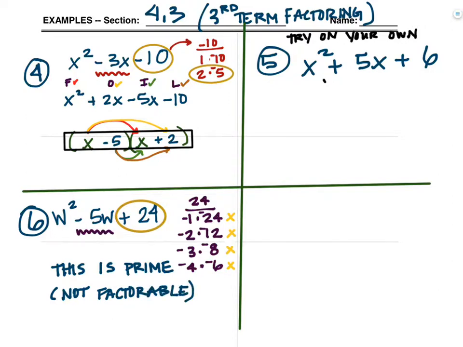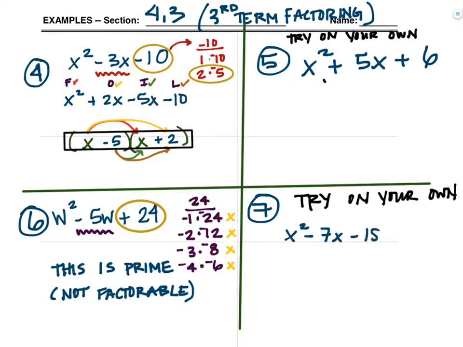And example number 7 is the last try on your own example, which is x squared minus 7x minus 18. Please come prepared with this note sheet completed and an attempt on these try on your own problems.